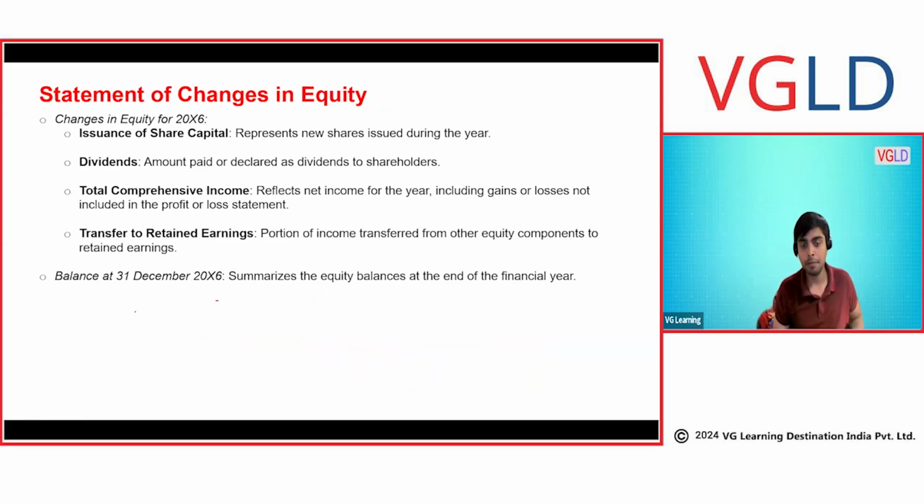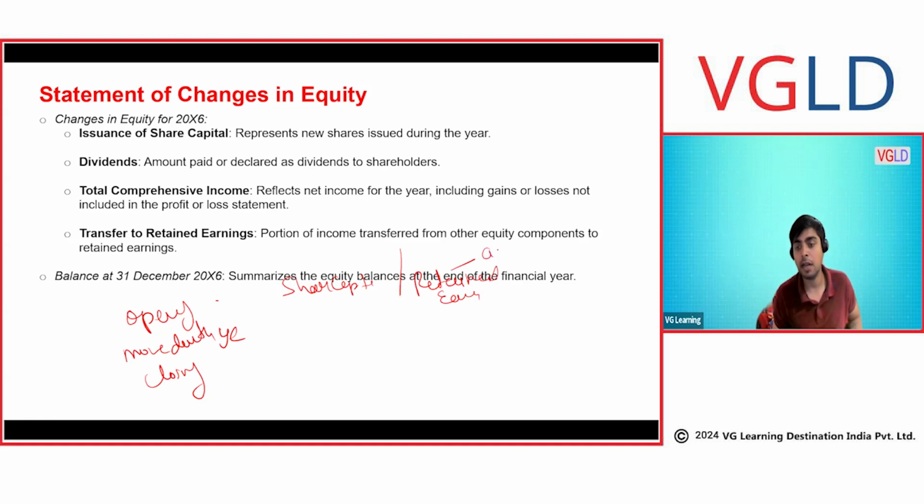Basically opening, movement during the year, and closing. Okay, we will have share capital. We will have retained earning. Retained earning, in case anybody is not aware, is your accumulated profit. Let's say profit of 2021, 2022, 2023. So you don't add it to the share capital. You keep share capital. Let's say you introduce the share capital with 10 crore. You just create a separate account, retained earning, for whatever profit you have made.